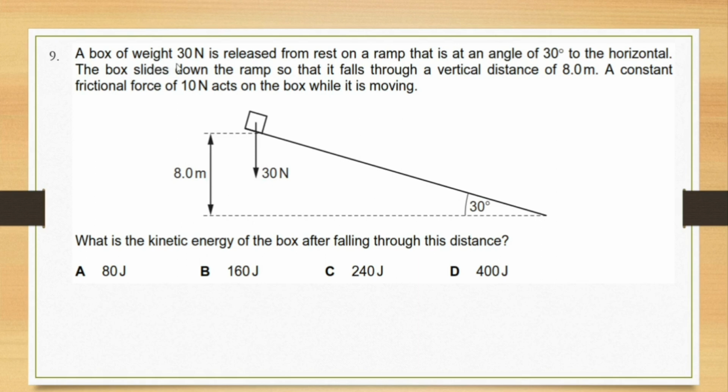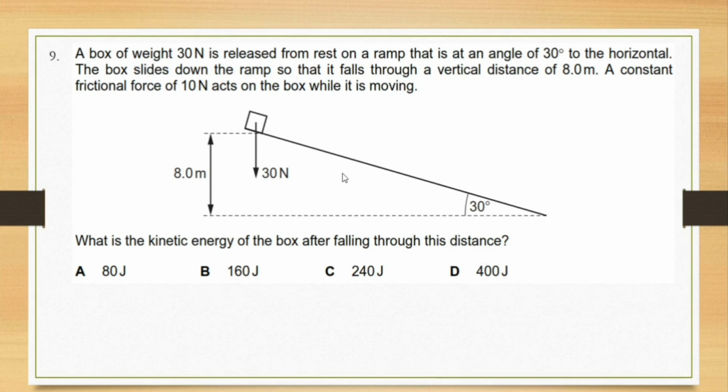Number 9. A box of weight 30 newtons is released from rest on a ramp that is at an angle of 30 degrees to the horizontal. The box slides down the ramp so that it falls through a vertical distance of 8 meters. A constant frictional force of 10 newtons acts on the box while it is moving. We want to find the kinetic energy of the box after falling through this distance.